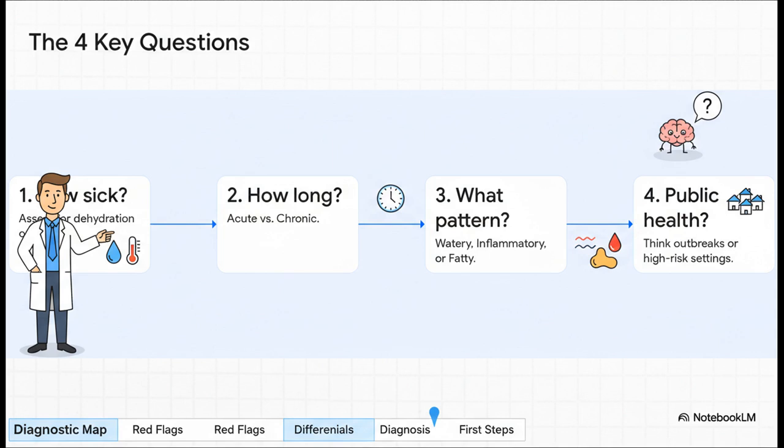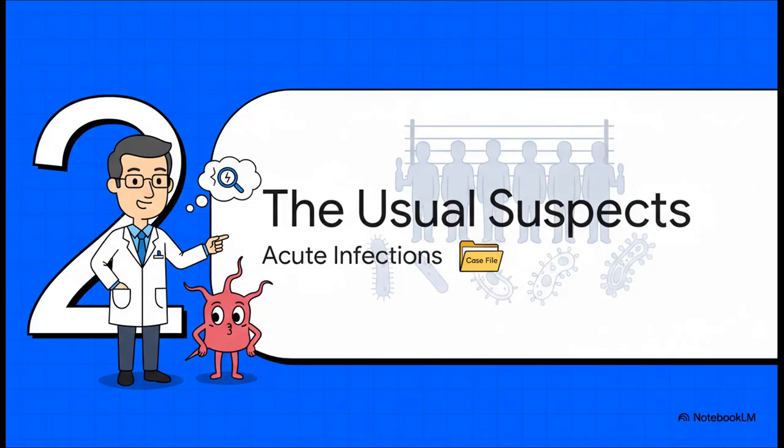And 4, is this just one person, or could this be the first sign of something bigger, like an outbreak? You've always got to have that public health hat on. Okay, with those first questions answered, we've already narrowed the search. Now we can open the case file on the most common culprits, the acute infections. Let's think of these pathogens like different suspects, each with their own unique MO, their own way of causing trouble.